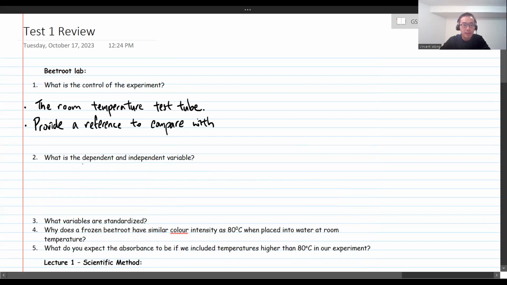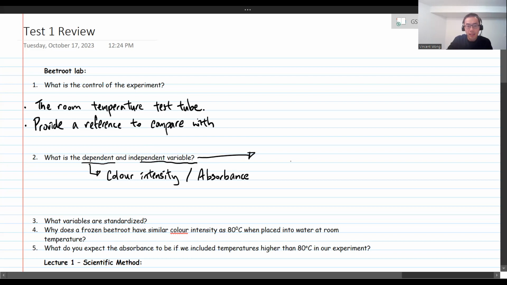What is the dependent and independent variable? You should know by now, for the Beetroot experiment, the dependent variable is the color intensity, which was measured qualitatively using sight as well as quantitatively using the colorimeter. So it's color intensity, or you can say absorbance, which would be an indication of how intense the color is. As for the independent variable, that would be the temperature.